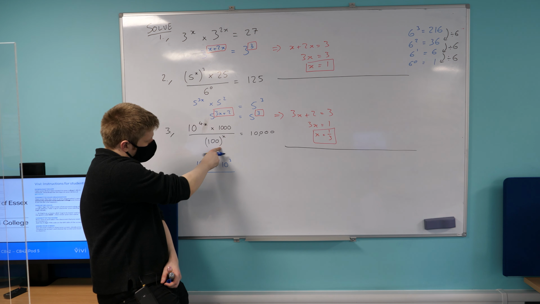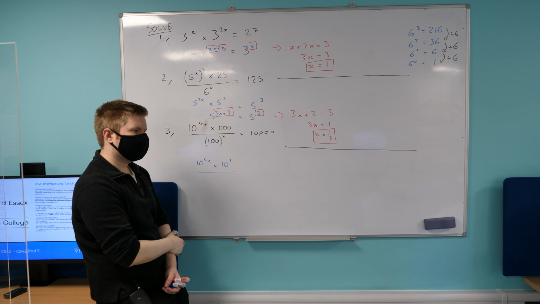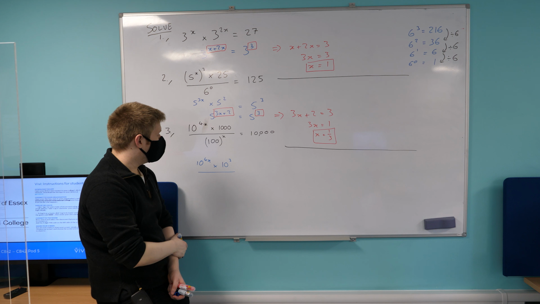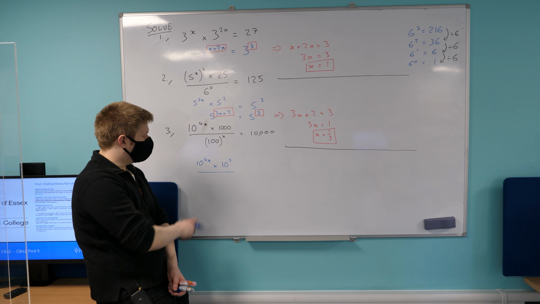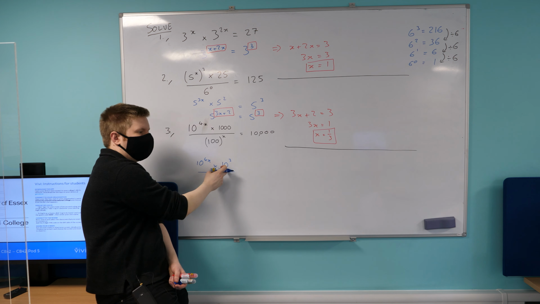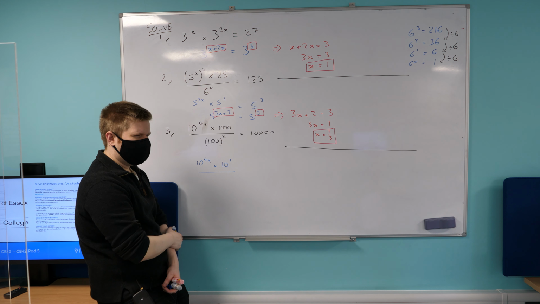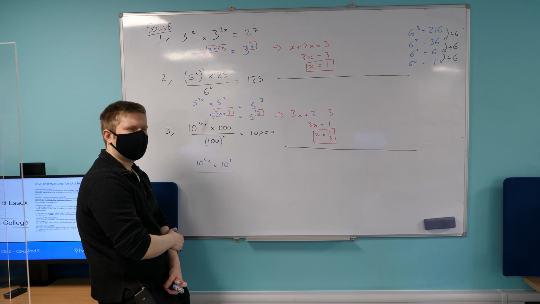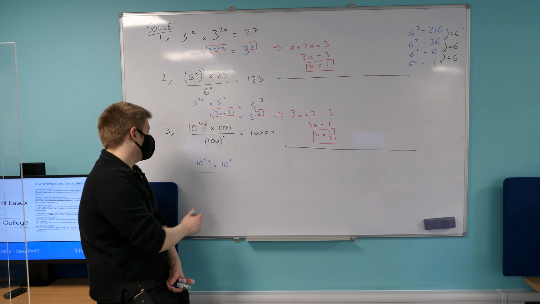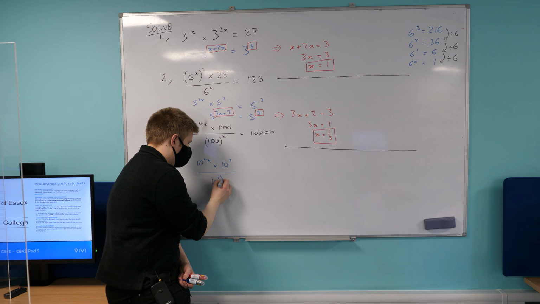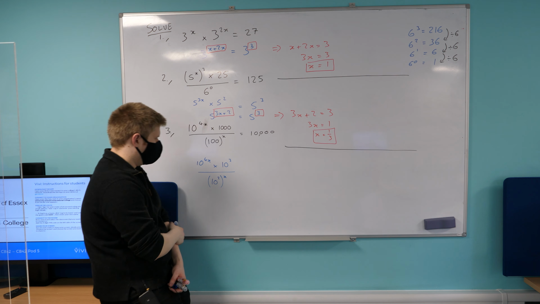Okay, can we do anything with this 100 to the power of x? Good, but we're looking for base 10, aren't we? So can you write 100 as a base of 10? 10 to the power of what gives you 100? It will be 10 to the power of 2. Yeah, good, well done. So 10 to the power of 2, all raised to the power of x.